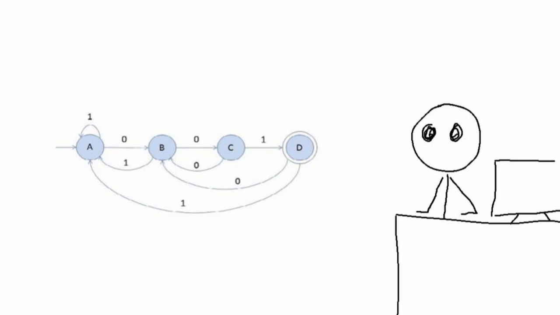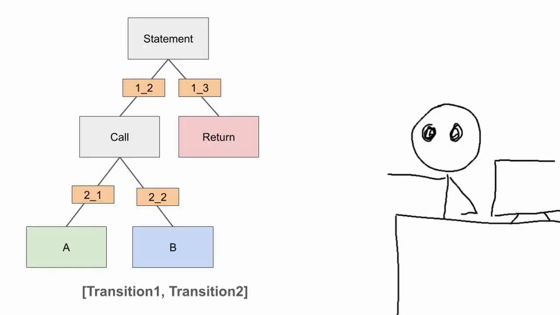Okay, but what does that actually mean? At its core, it's really just a different way of organizing information. Instead of having a parse tree, where each choice branches off into a different leaf, the automaton tracks the transitions between the different states instead. Let's go back to that original example with the statements return and A and B. Here, you can see the little orange labels. These indicate the code for the transitions. So if we wanted to go from statement to call, we would just save the transition 1, 2. Then let's say we wanted to go to the A function, we would save the transition 2, 1. And so all we'd have to save is 1, 2, and 2, 1.